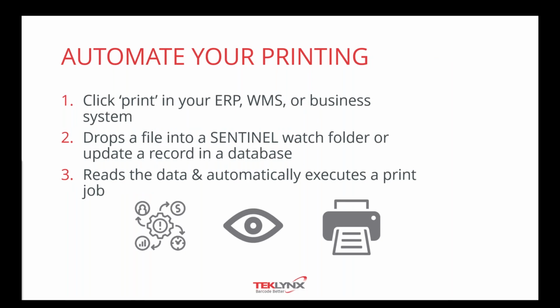So how do you automate? What's an example of automation? One could look like, if your users are interacting with an ERP system or WMS system all day, it takes away from their workflow to have to open up another program to actually print a label. So an example of automation could be hitting print directly in that ERP. If they're looking at an order or a part, just hitting print in there. That action could trigger an event to drop a file to Sentinel or update a record in a database that Sentinel is watching, that would then read that data and then execute a print job based on what you see there. So that's what we're going to look at today.